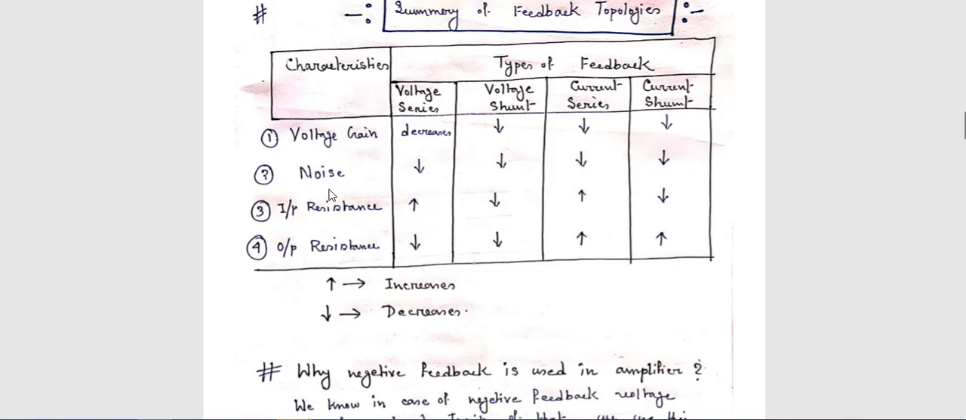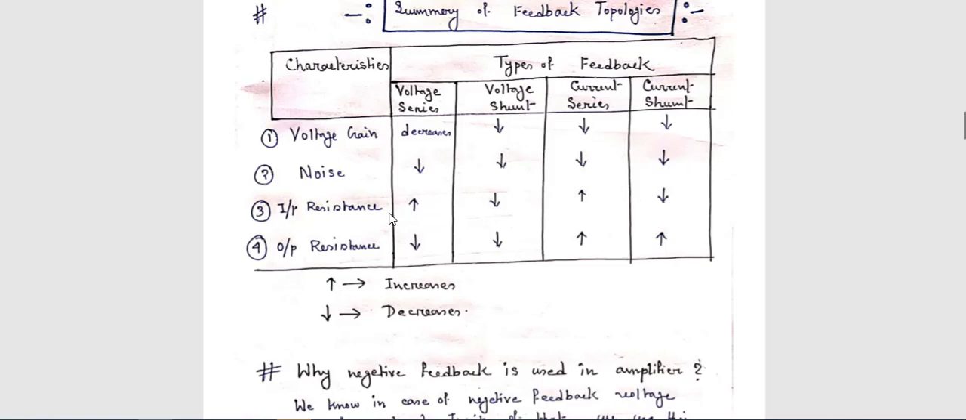Now come to the second parameter, that means noise. Already I have told you that in case of a negative feedback amplifier, noise is reduced. That means a negative feedback amplifier can reduce the noise. That means in these four topologies, any one topology you can use, in all the cases it can reduce the noise. That's why this is shown in decreasing order.